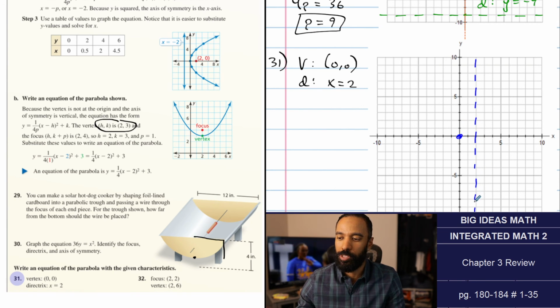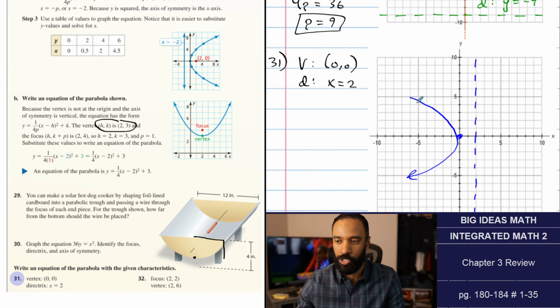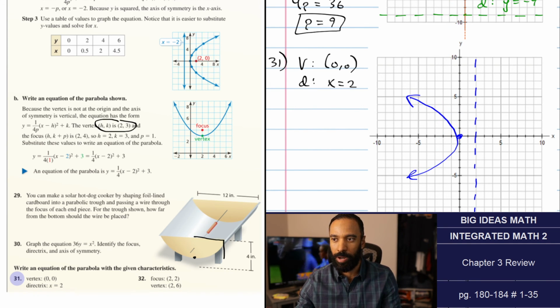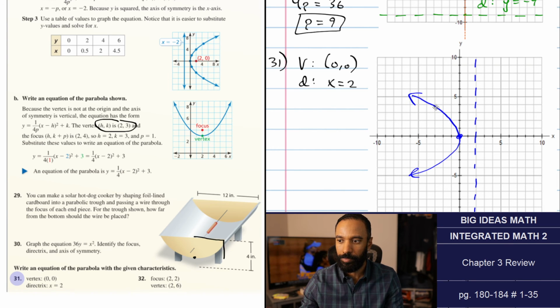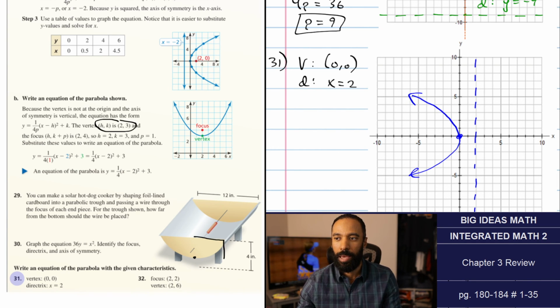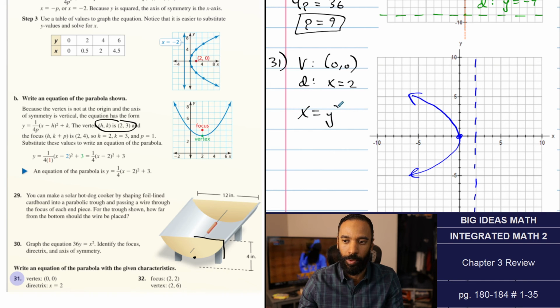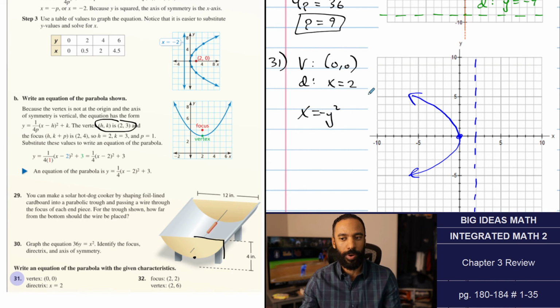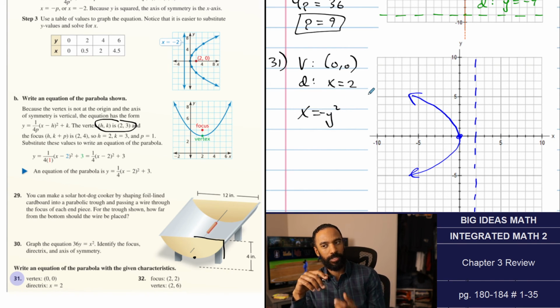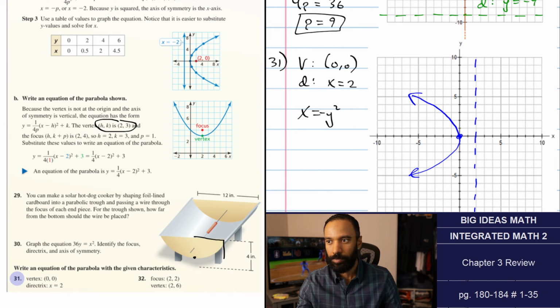Means the parabola opens up away from the vertex. The parabola is going to open up this way. This is a rough sketch version of the graph. I don't care exactly what it is, but I'm going to get some semblance of it. So it's opening up that way. That means it's an x equals y squared equation, a negative y squared equation at that, because it's going to the left instead of to the right.